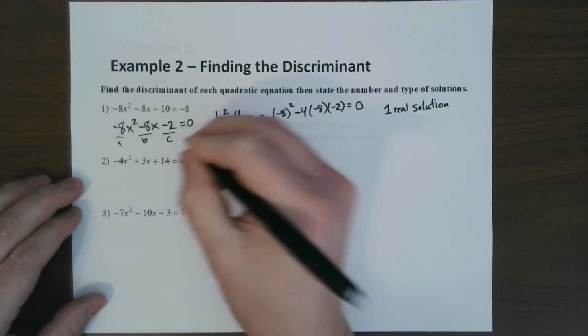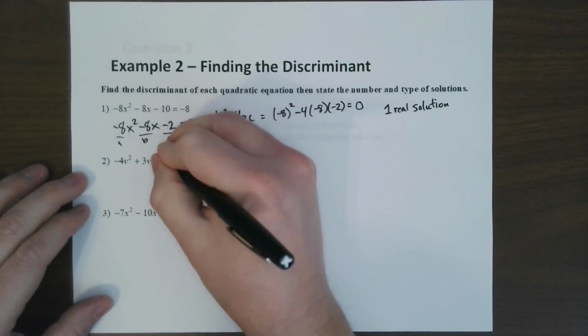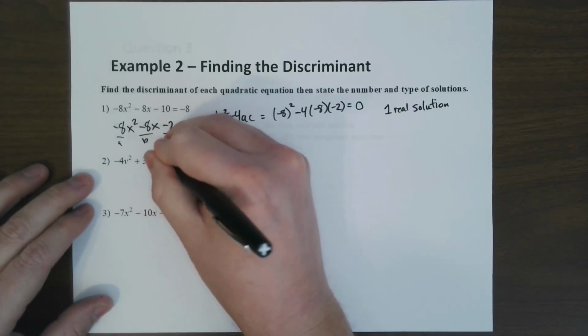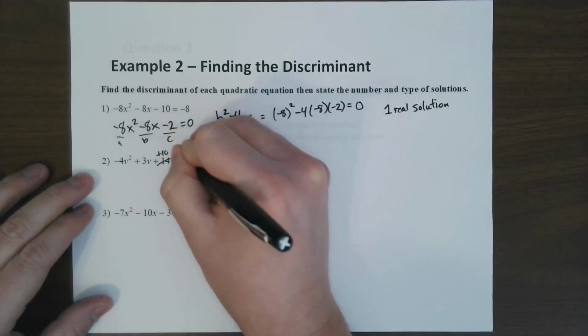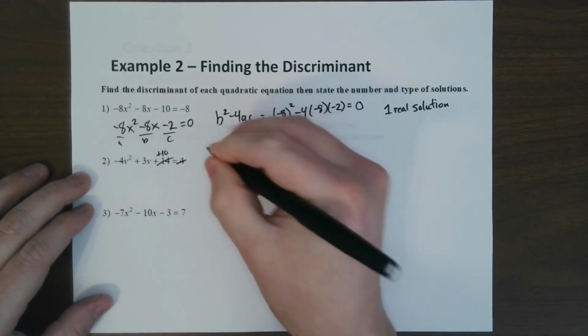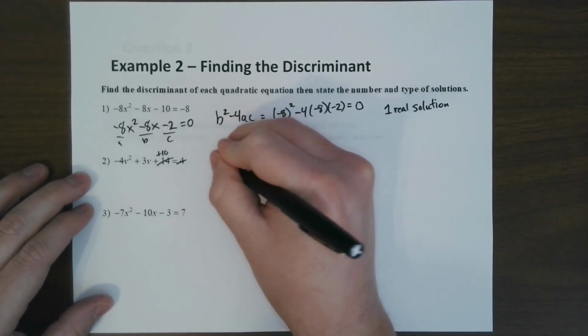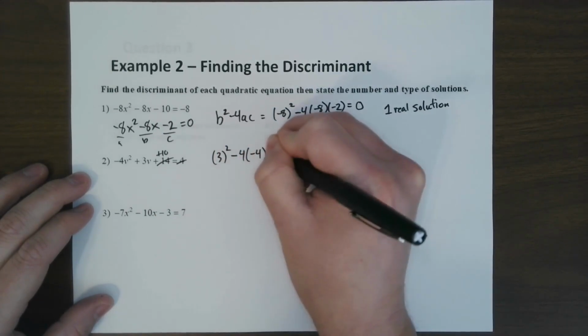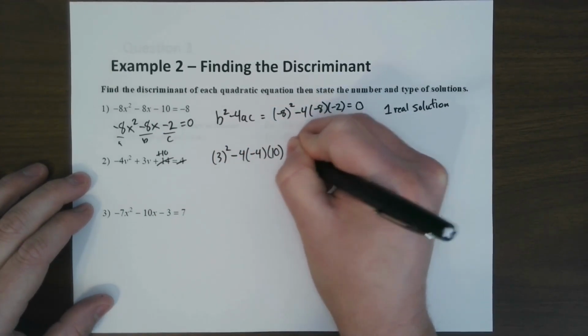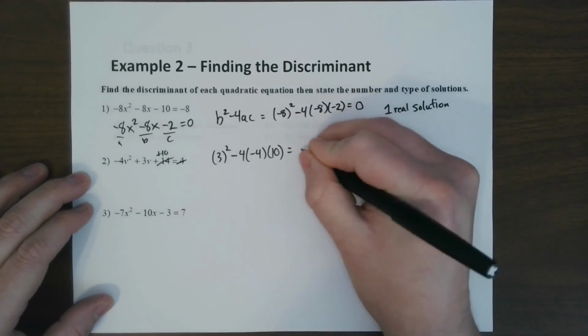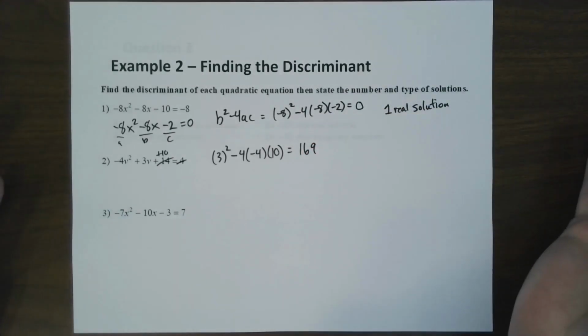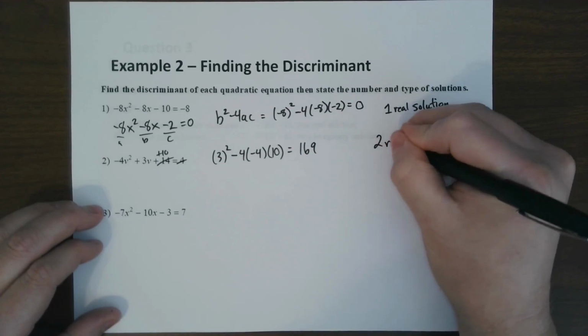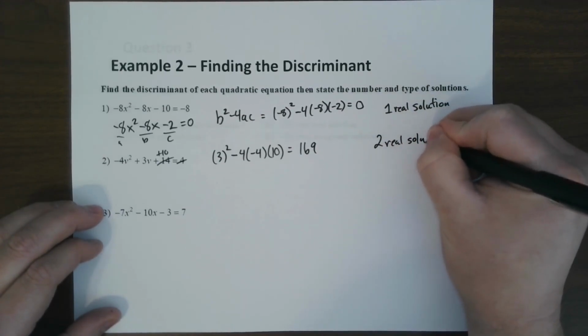So same thing with this one. I'm going to go ahead and start skipping steps. This will be positive 10 when you subtract the 4. So now from there, we get 3 squared minus 4 times negative 4 times 10. If we plug that in, we get 169, which is positive, so it has 2 real solutions.